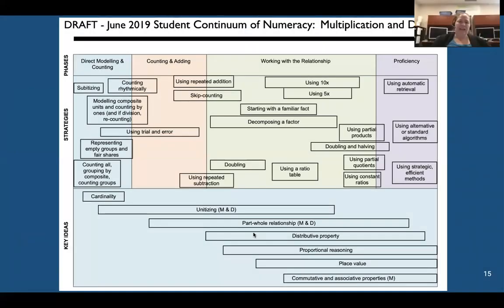Okay, so in the last session, we started to look at some of these earlier areas of multiplication and division strategies, and we looked at cardinality and then this idea of unitizing that we've touched on here. So today we're going to take a look at problem types, particularly division problems, so that we can better understand how to utilize them to support children's development along the continuum.